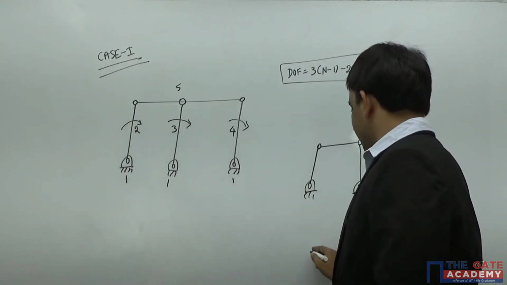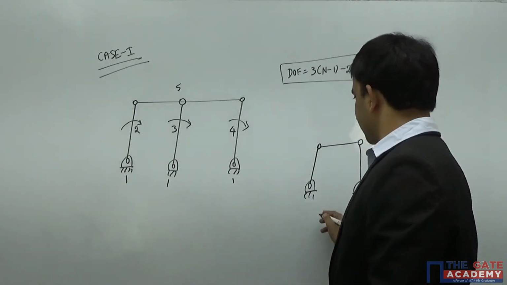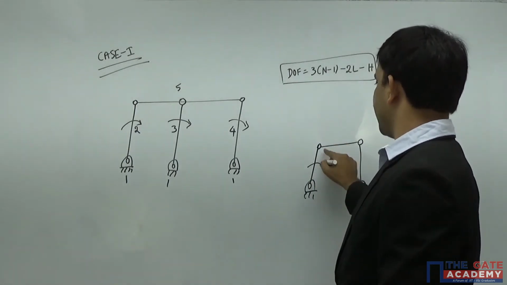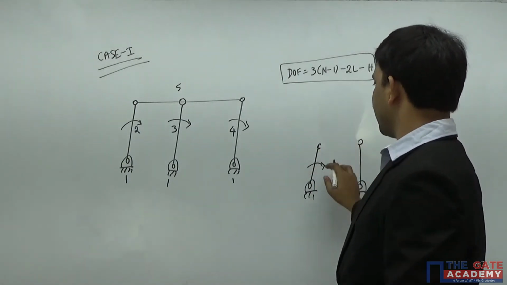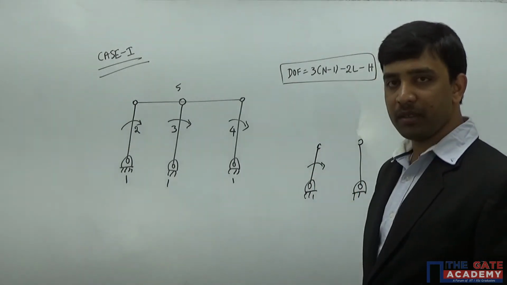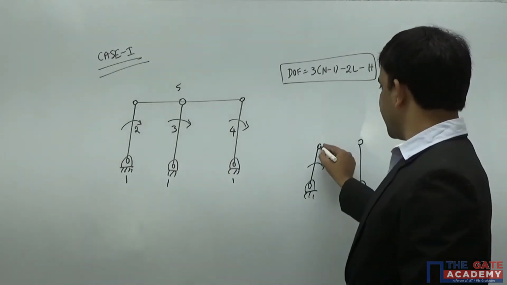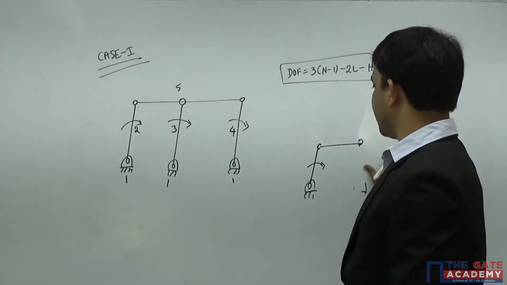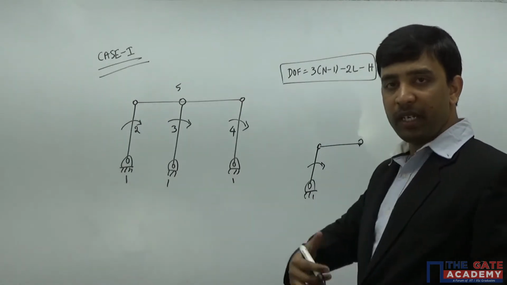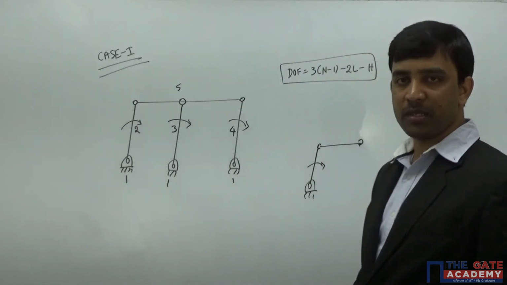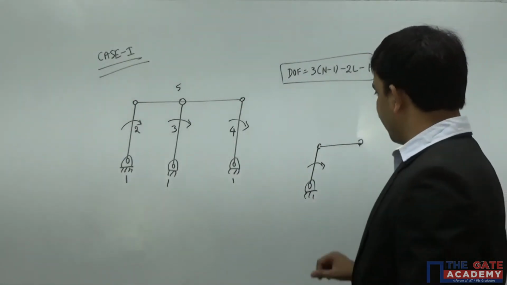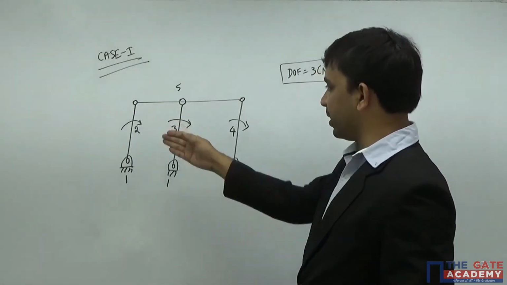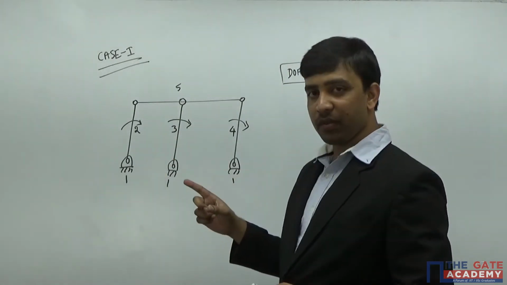Or I can say this link has its own importance, this link has its own importance. If I remove this particular link, the functioning of the mechanism is going to change. So every link is introducing some restrictions, some constrained motions. But here, if you look at this particular mechanism, the number of links is 5.